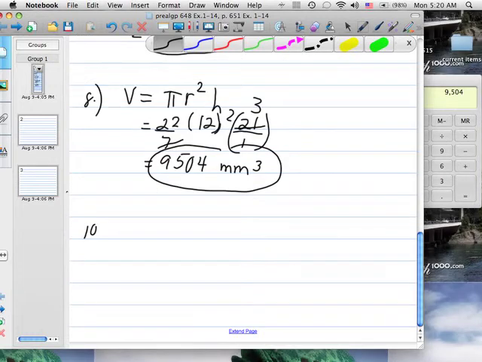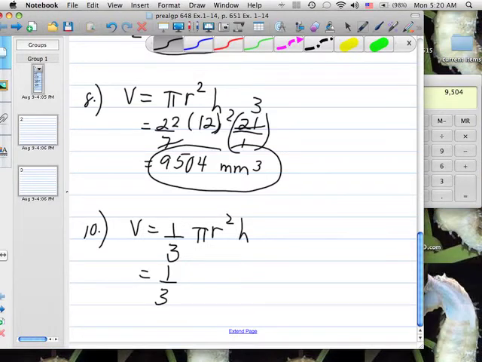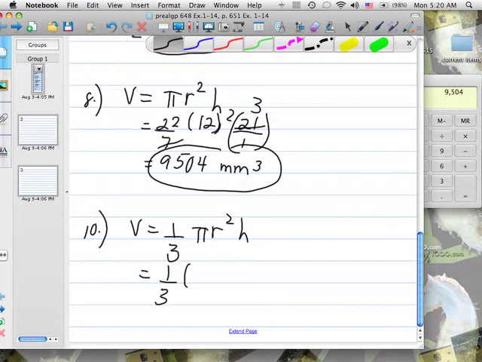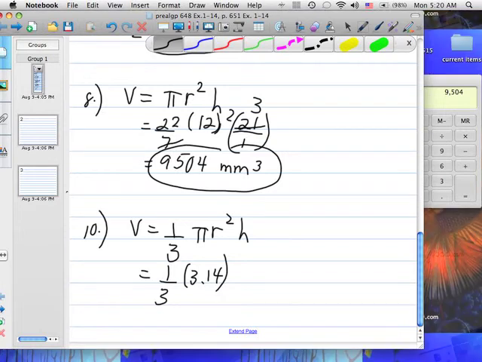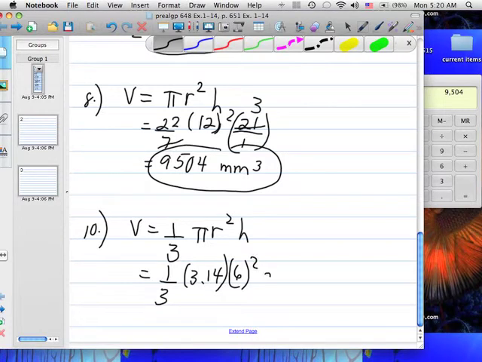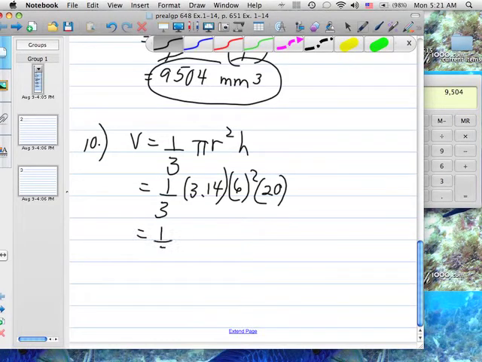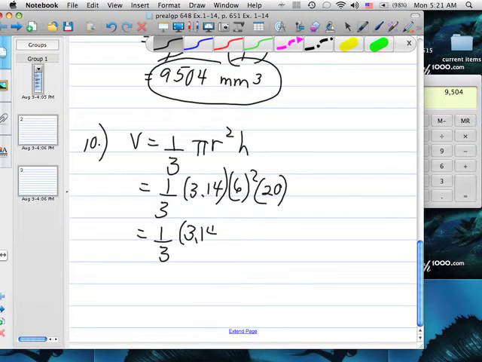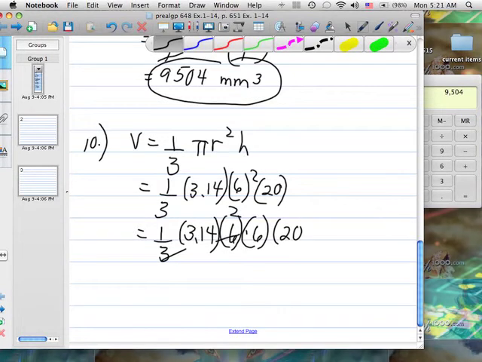Problem number 10. We have a cone, so volume equals 1/3 pi r squared times the height. And in this case, neither the height nor the radius is divisible by 7, so we're going to use 3.14 for pi. The radius is 6, so we square 6 times the height, which is 20. Now, if I want to get rid of the 3 right now, if I put the 6 times 6 down times 20, I can cancel out the 3 with the 6.